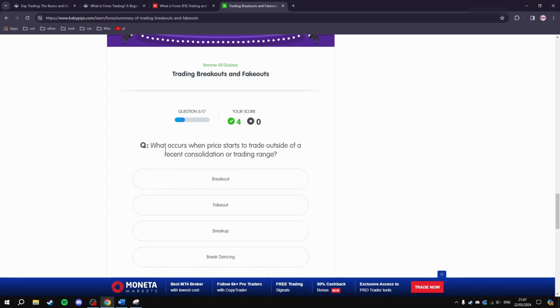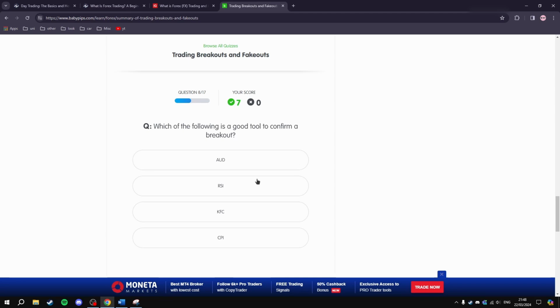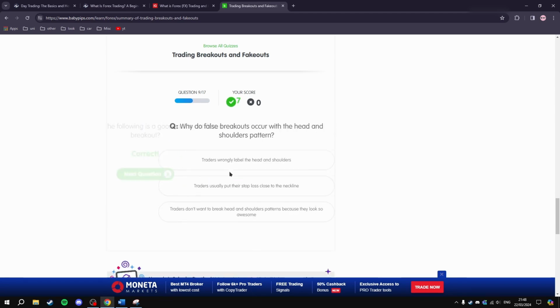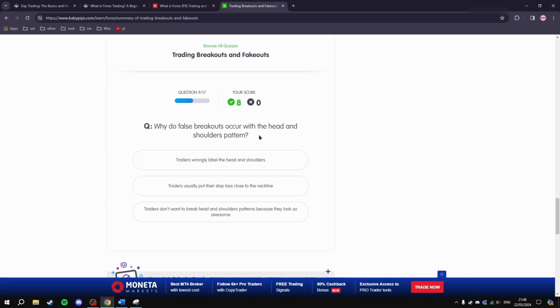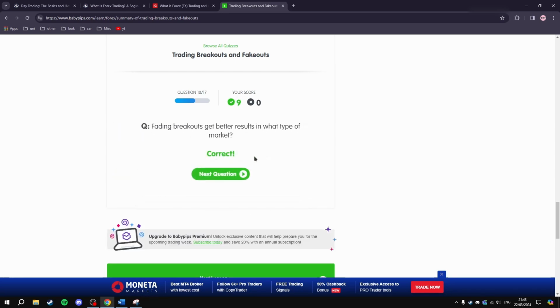True or false? Volatility is on the rise when Bollinger Bands contract. False. What occurs when price starts to trade outside a recent consolidation or trading range? Breakout. A fakeout is a reversal of price action after breaking consolidation. Ascending triangles are generally bullish patterns that signal a breakout to the upside. Which of the following is a good tool to confirm a breakout? Relative Strength Index. Why do false breakouts occur with the head and shoulders pattern? Traders usually put their stop loss close to their neckline. Fading breakouts get better results in which type of market? Range bound.